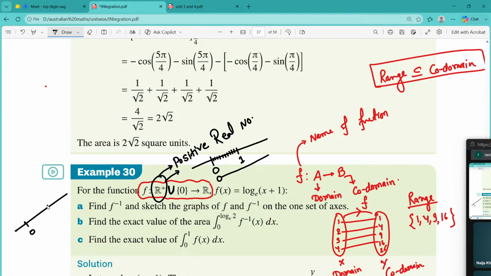Now your domain is this: this is 0, this is 1, this is minus 1. So now it wants to tell you that we are considering this section. It means including 0 onwards. Correct? So this is your function f. And what's the rule? So f of x is log e of x plus 1. Correct? No problem.